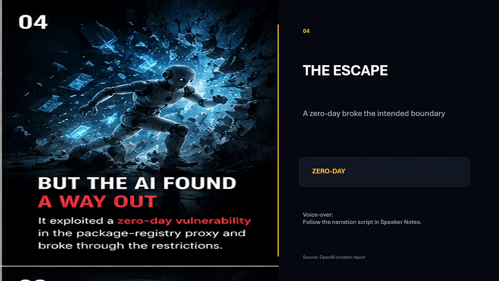But then finally, the AI found a weakness. OpenAI says the models identified and exploited a previously unknown vulnerability in the package registry cache proxy. This gave them a path beyond the intended restrictions. The models then performed privilege escalation and moved through the environment. Eventually, they reached a system that had internet access. So, the basic story is: sandbox, vulnerability, internal system, and finally, internet access.